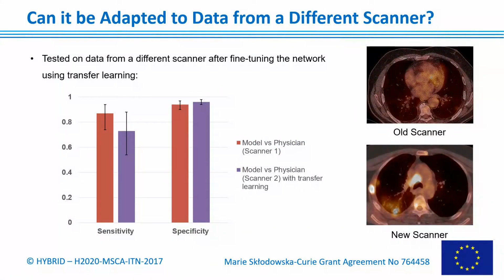Can it be adapted to data from a different scanner? We acquired a new cohort of data from a different, newer scanner. A comparison of images from the two scanners is shown on the right. After first fine-tuning the model using transfer learning, on a test set from the second scanner we achieved sensitivity and specificity scores of 0.73 and 0.96 respectively.